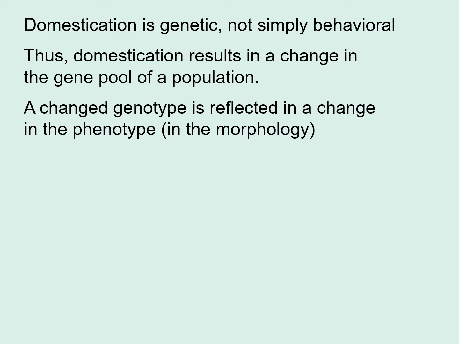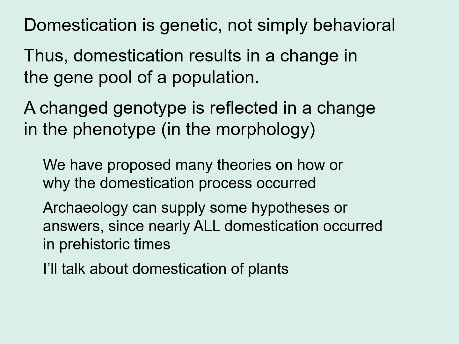And a changed genotype can be reflected in a change in the phenotype, in the morphology. And the phenotype is something that an archaeologist can see. We've proposed many theories on how or why the domestication process occurred, but we have to turn to archaeology for all of our answers or hypotheses, since nearly all domestication occurred in prehistoric times before written records. Today I'll talk about the domestication of small-seeded plants.